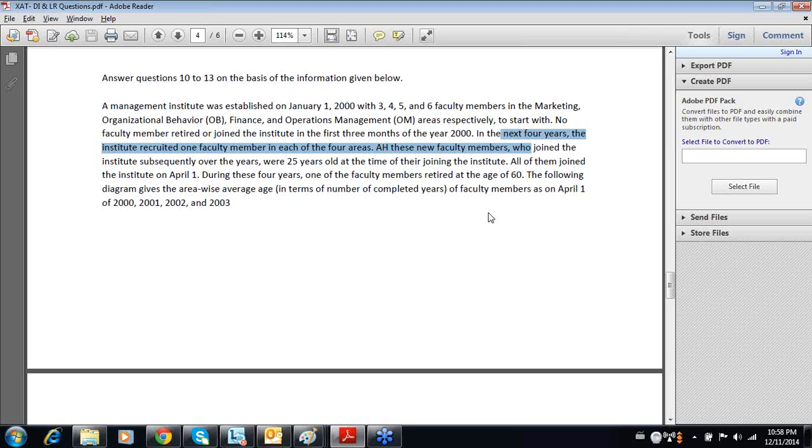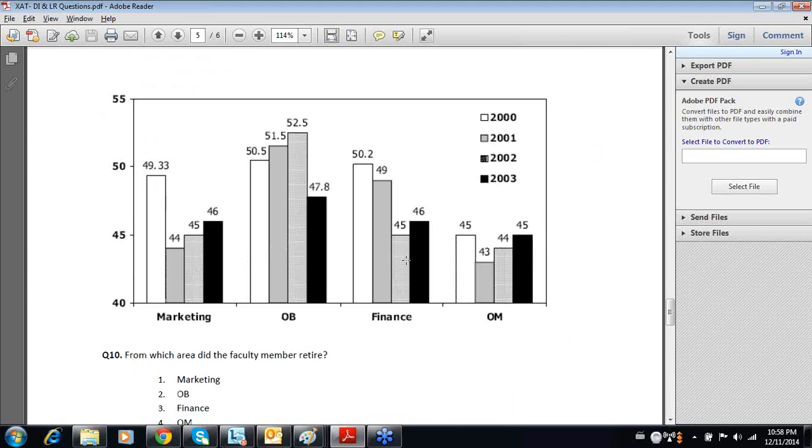And these new faculty members who joined the institute over the years were 25 years at the time of joining the institute. All of them joined on April 1. During these 4 years, one of the faculty members retired at the age of 60. Okay. The following diagram gives the area-wise average age of the faculty members as on April 1 of 2000, 2001, 2002, and 2003. Sorry, 1, 2 and 3.